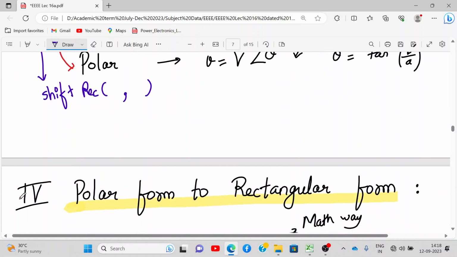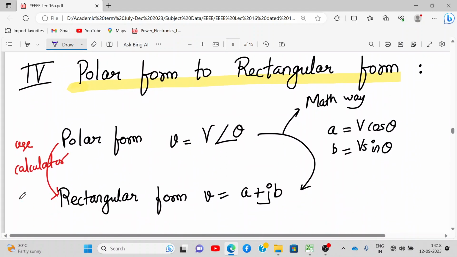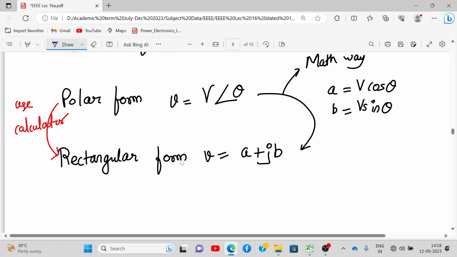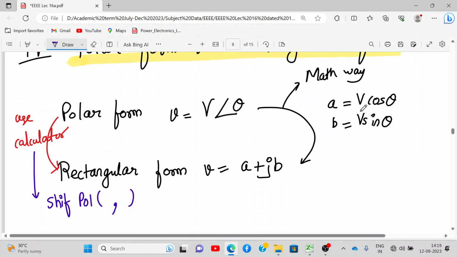Got it? Similarly, you have polar to rectangular. If you want to go from polar to rectangular in the calculator, what will you use? Shift Pol, and in brackets you separate the numbers by a comma, whether positive or negative, whatever it is. If you want to convert the mathematical way, A will be V cos theta, B will be V sin theta. Got it? You can do it that way also, but use a calculator instead.